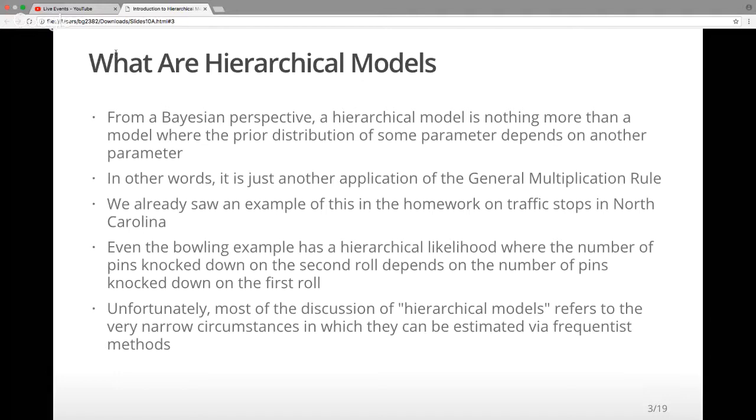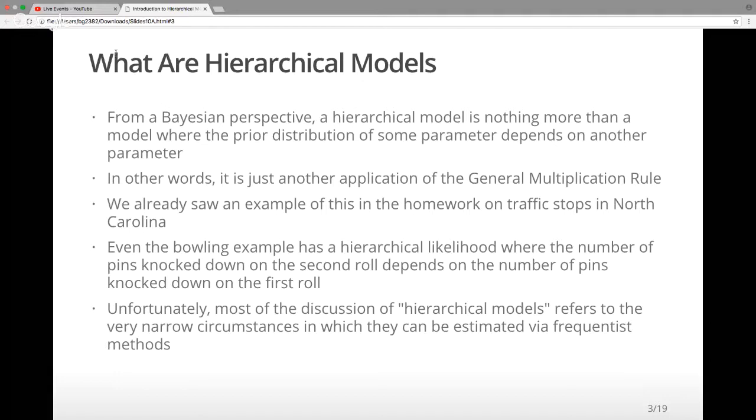However, because most of the applications that you see in journals and the internet and stuff like that are frequentist, most of the discussion of hierarchical models that you're likely to encounter refers to the extraordinarily narrow circumstances in which hierarchical models can be estimated by frequentist methods, which we'll also talk about today.